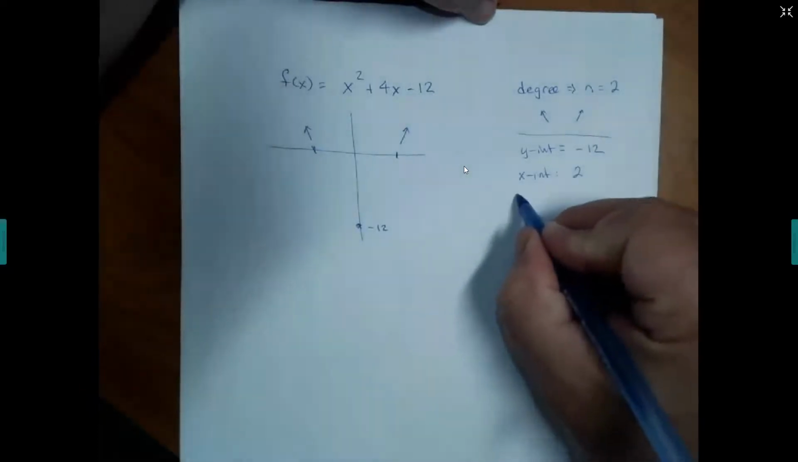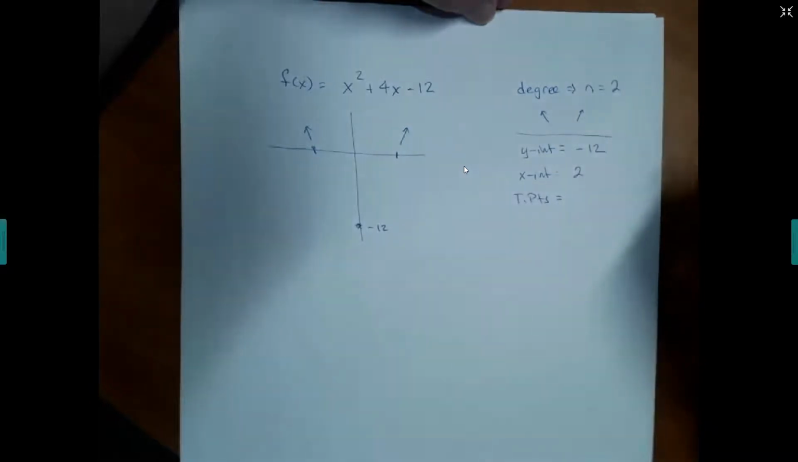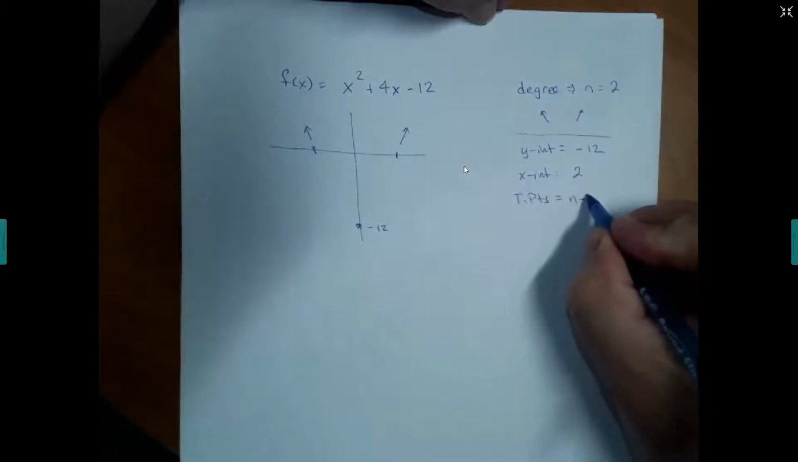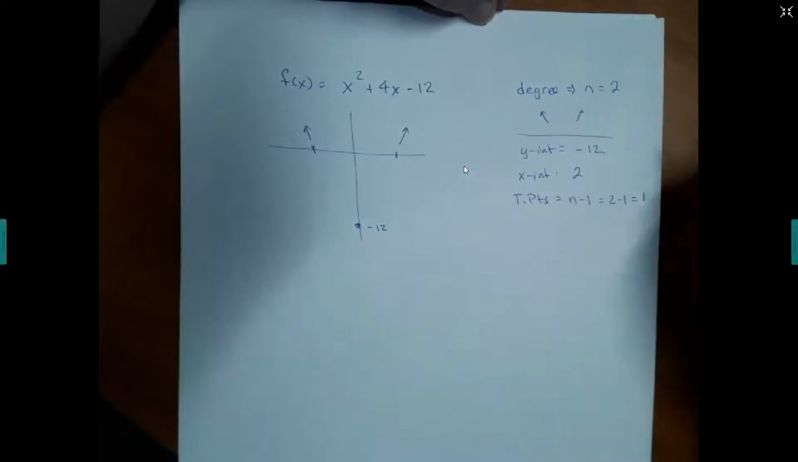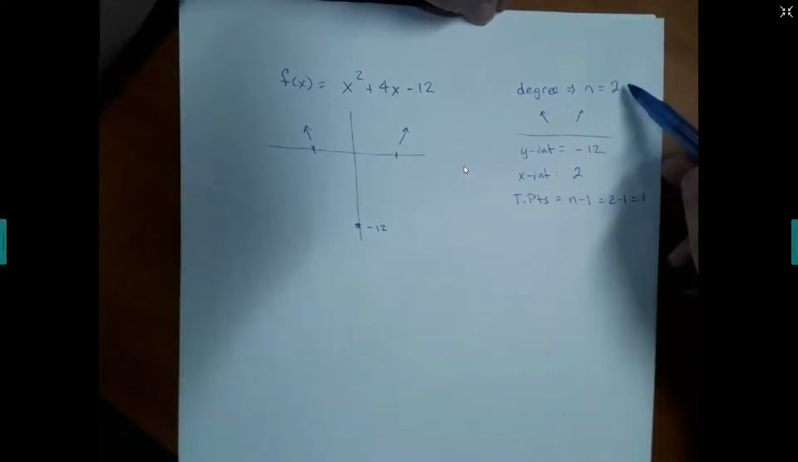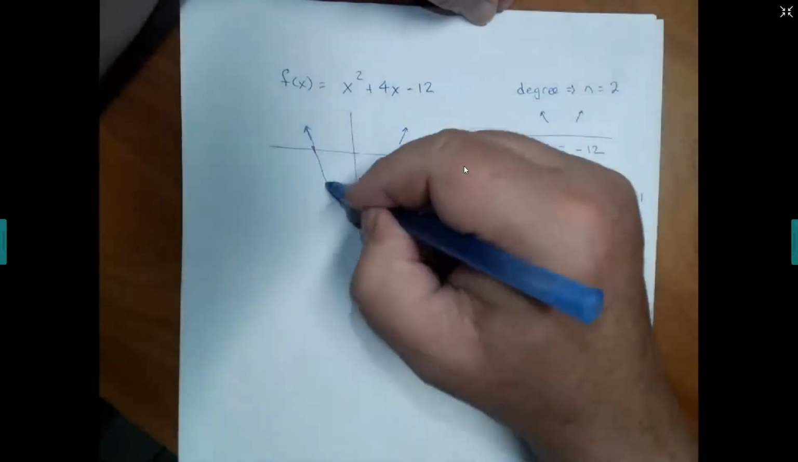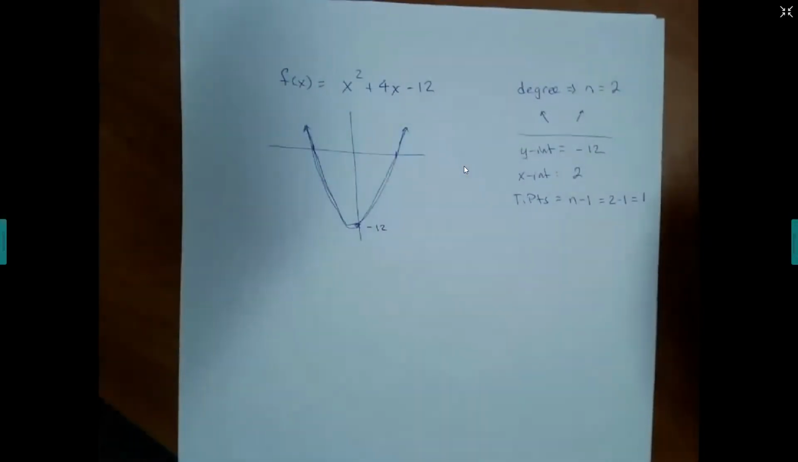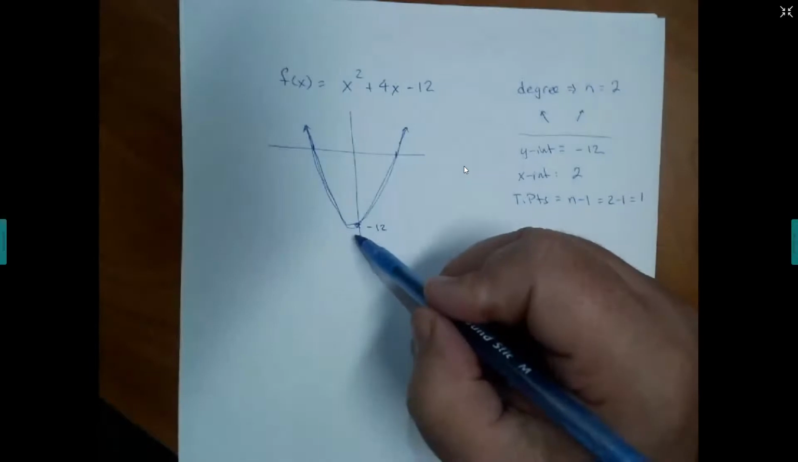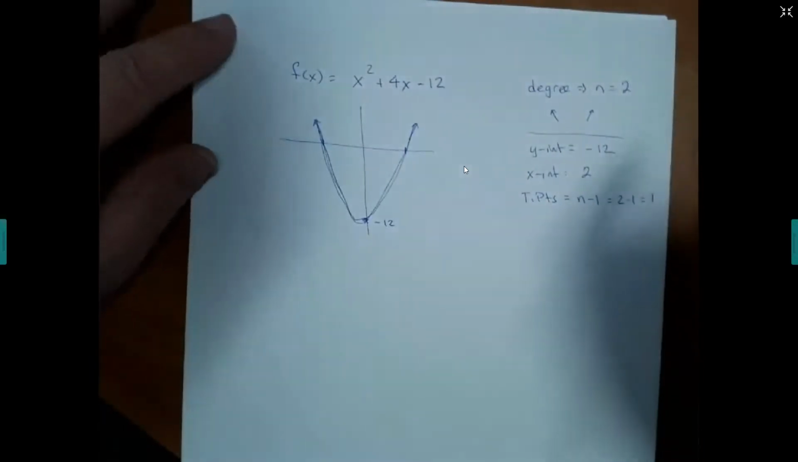How many turning points? Yeah, so n is 2. That's the degree. 2 minus 1 is 1, and we only have 1. So our graph will look something like this. This could be the vertex. It doesn't have to be. It could be on either side, but it's just a rough sketch.